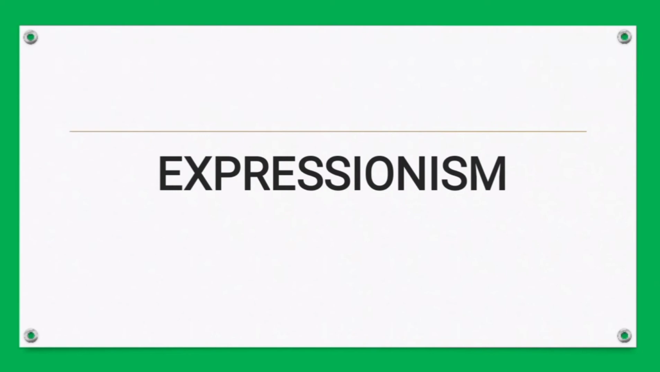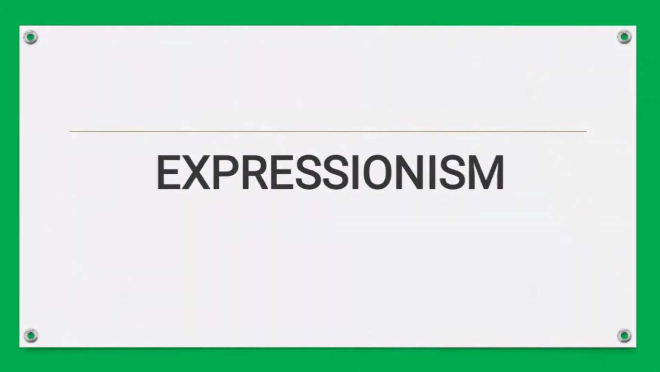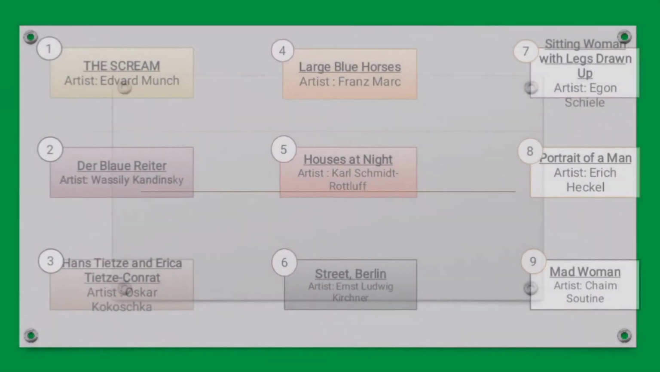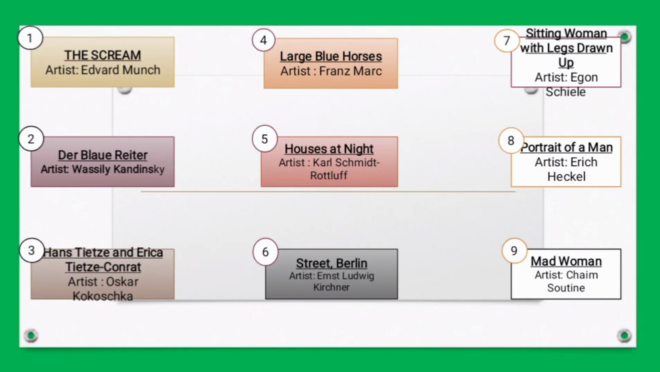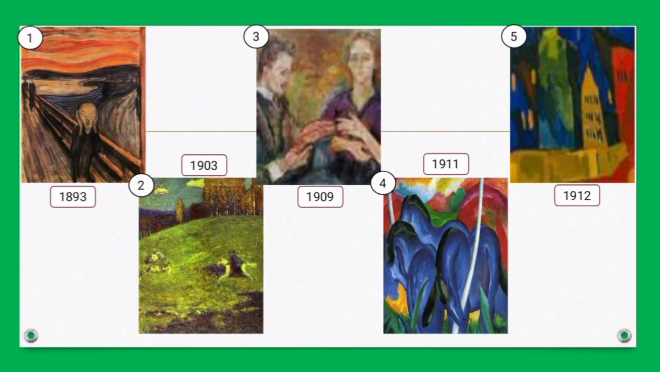Hello, good morning everyone. These are examples of expressionism. First is The Scream, second Der Blaue Reiter, third Hans Zay and Erika Zay Contract, fourth Large Blue Horses, fifth House at Night, sixth Street Berlin, seventh Sitting Woman with Legs Drawn Up, and Portrait of a Man, and lastly Mad Woman. So these are the art under expressionism.